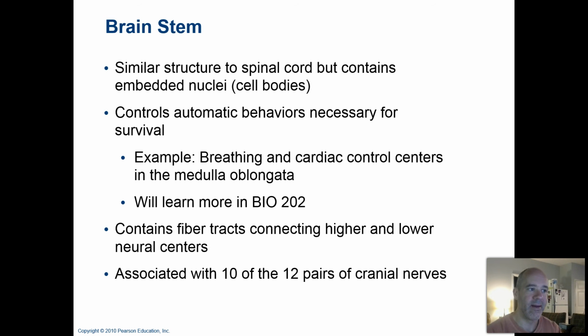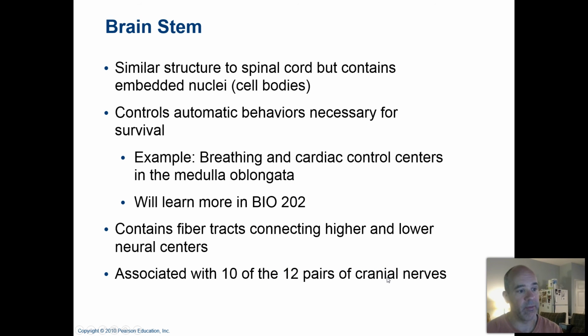If you're going to get from the spinal cord to the main part of the brain, you have to pass through the brainstem, so that makes sense. Lots of automatic behaviors are controlled within the brain stem, such as your breathing and your cardiac control centers. You're going to learn a lot more about those when you take Biology 202. And also, we'll have a video lecture.